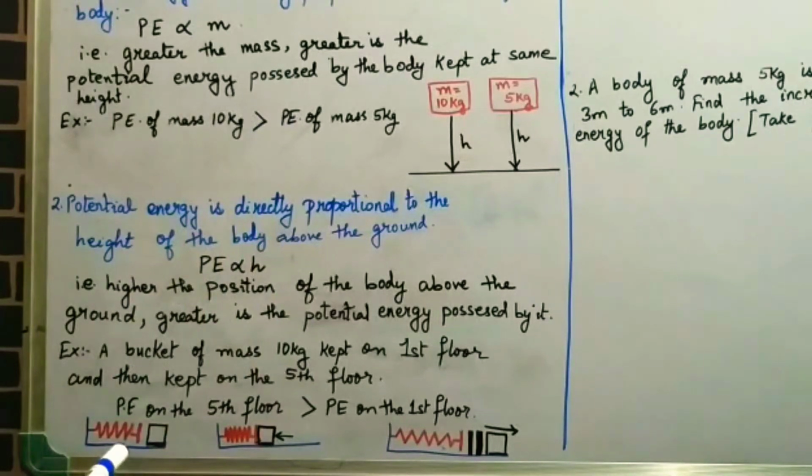Let us talk about something in short about elastic potential energy. Now, in terms of elastic potential energy, say this is a spring. A spring is the best example for elastic potential energy. We keep a mass near a spring and then we push the mass to compress the spring.